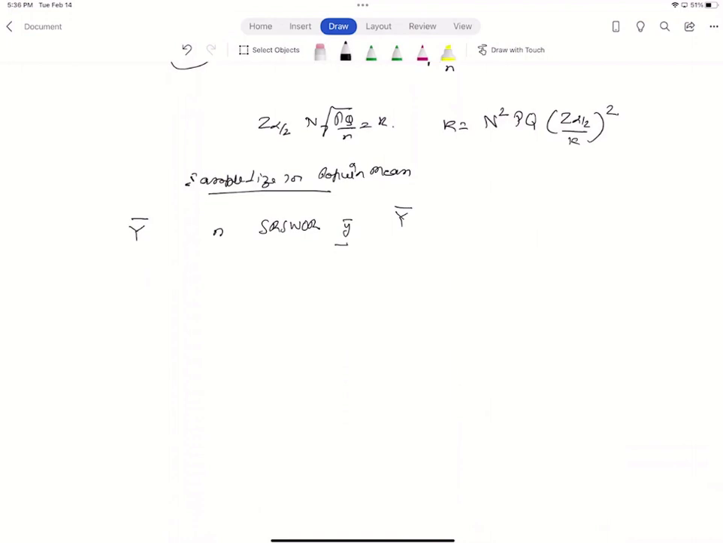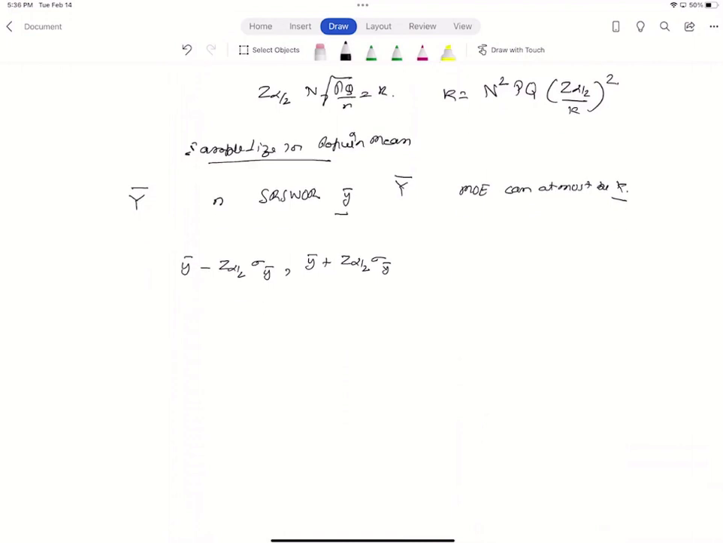And we stipulate that the margin of error can at most be k. So here y bar minus z half sigma y bar, this is your confidence interval, y bar plus z half sigma y bar is the 100 times (1 minus alpha) percent confidence interval for the y bar.